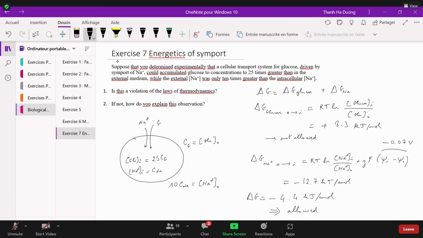Okay? So the transport of glucose as a uniport, so only the glucose, is not allowed. It will be allowed if this transport is combined with the transport of the sodium. Okay? Do you have any question?